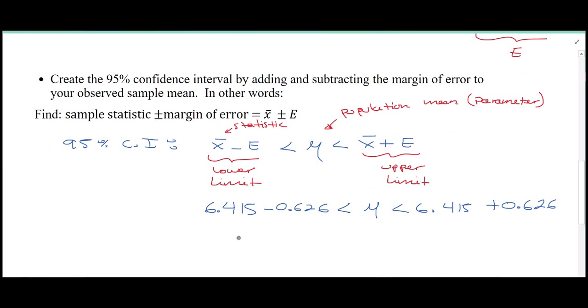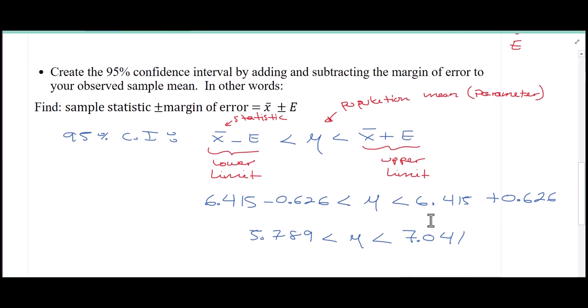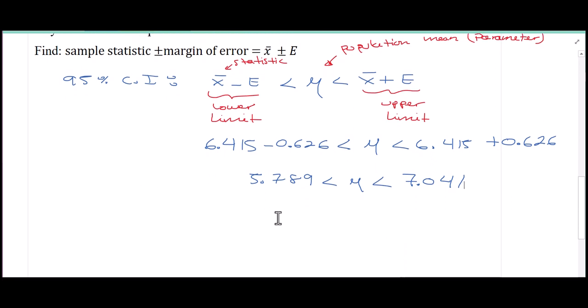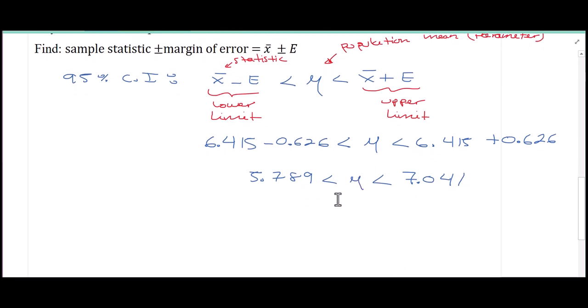So I got 5.789 for the lower limit, and then for the upper limit I got 7.041. So that is then my confidence interval for the mean, a 95% confidence interval. So this means that the population parameter, the mean, the average hours slept by all ARC students, we think based on our sample, is between 5.789 hours and 7.041 hours. So that is our confidence interval.